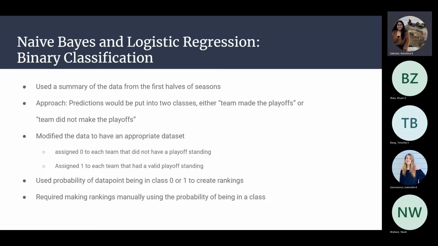For our binary classification models, we used summary data for the first half of the season, so this was data until January. Our approach was to put each team into 2 classes, whether they made the playoffs or not. This required us to change the data a bit so that there was a 0 in the data if the team did not make it to the playoffs and a 1 if they did instead of their ranking. To predict the ranking of the teams that made it to the playoffs, we used the probability of the team being in class 0 or 1.